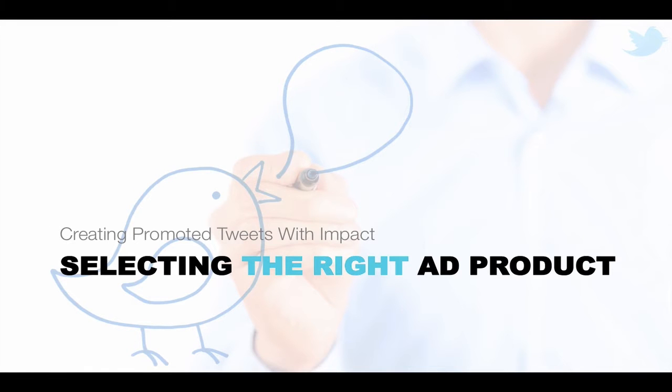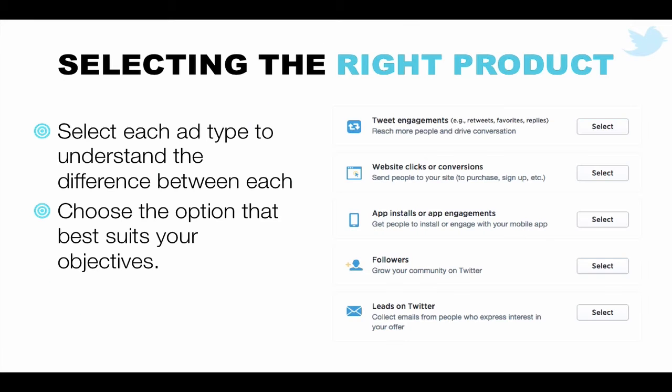So, once you have crafted a conversion-focused tweet, set up your Twitter advertising account, or set up your conversion tracking for your website, you're ready to start creating your first promoted tweets campaign. And the first step in that process is selecting the right ad product, or the right type of promoted tweet.